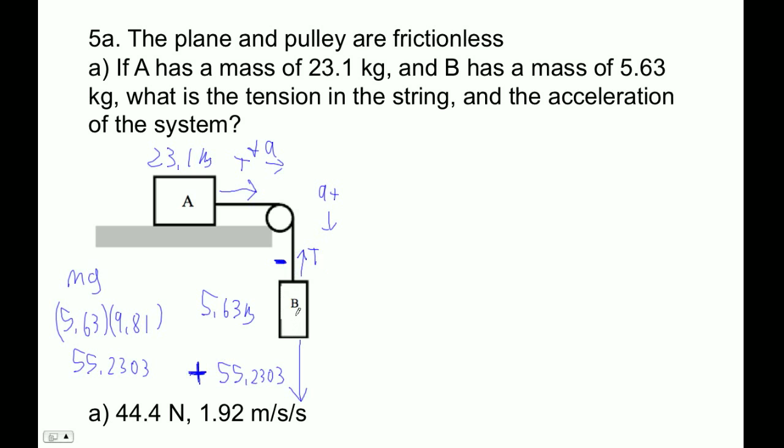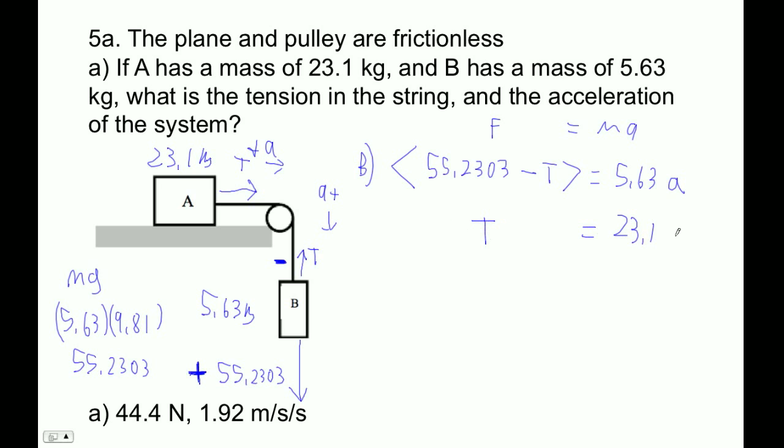So Newton's second law for B looks like this: 55.2303, I'm just setting up F equals ma, minus the tension equals 5.63 a. We have two unknowns: we don't know the tension, and we don't know the acceleration. That's for mass B. For mass A, the formula is simply T equals 23.1 a. That's for mass A.